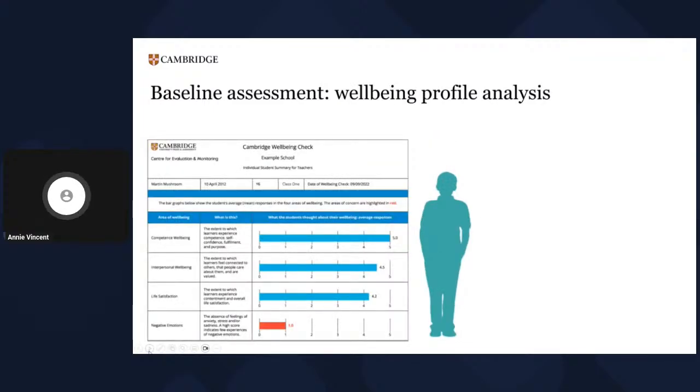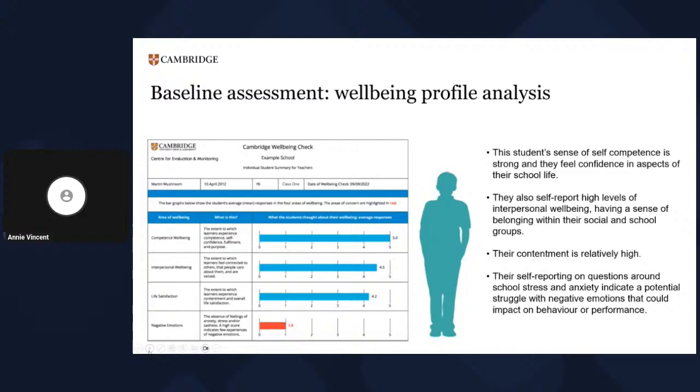Now, conducting a wellbeing check on the same student might give us some results like this. This student has self-reported some pretty high levels of self-competence, scoring 5 out of 5 in all questions. They feel confident in aspects of their school life and in their own sense of self and their sense of purpose. They are also reporting quite high levels of interpersonal well-being, a sense of belonging to their social and school groups, and their life satisfaction, their contentment with themselves and with their school experience, is relatively high.